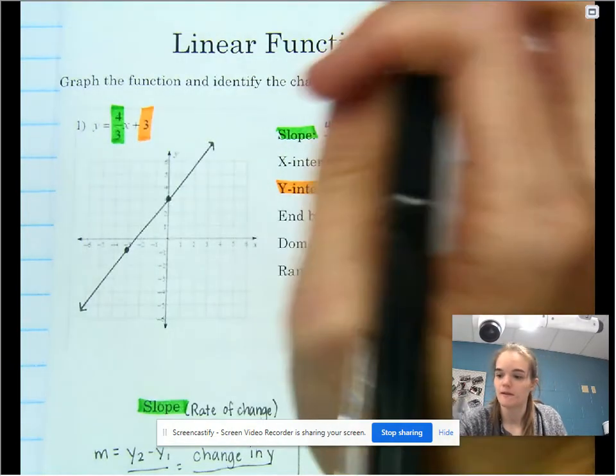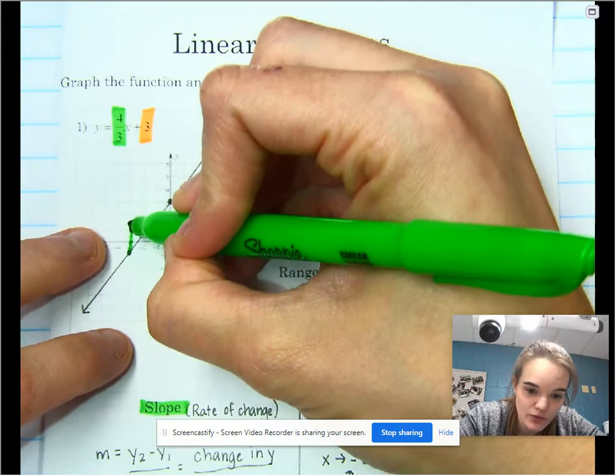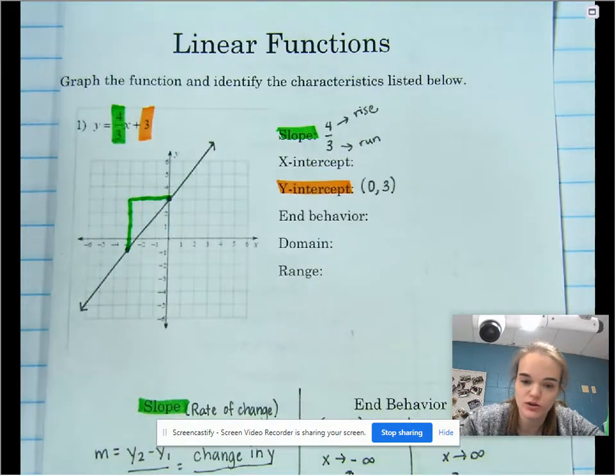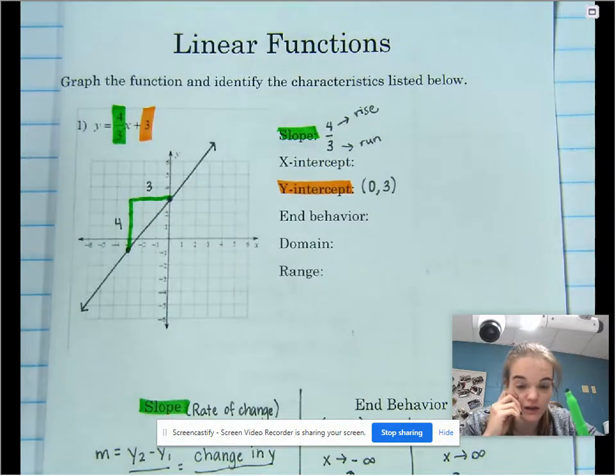Okay, let's talk about that. This slope is fine because I go up 1, 2, 3, 4, and over 1, 2, 3. We just wanted to check to make sure we did that right. 4, 3, from left to right.